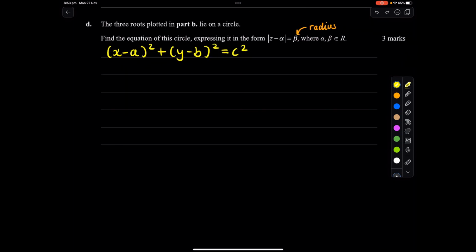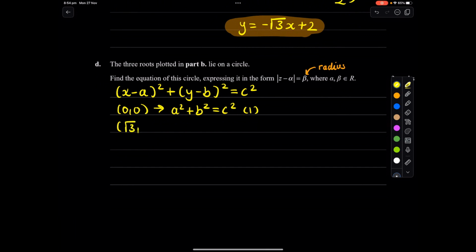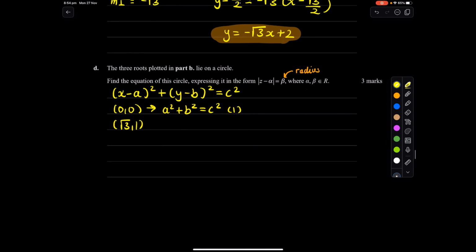We know the point 0, 0. So at point 0, 0, we have a squared plus b squared equals c squared. That's one of the equations. And what's the other coordinate? Root 3, 1. Let me just zoom it out. That gives us root 3 minus a squared plus 1 minus b squared equals c squared.